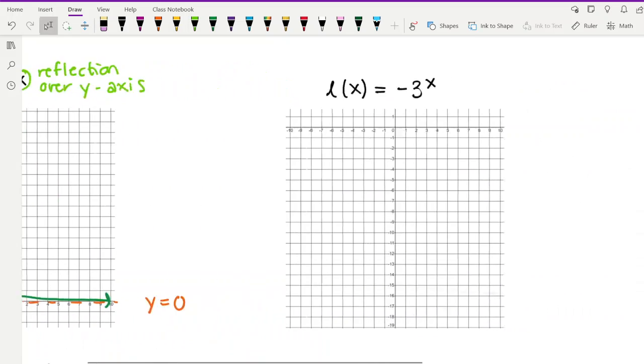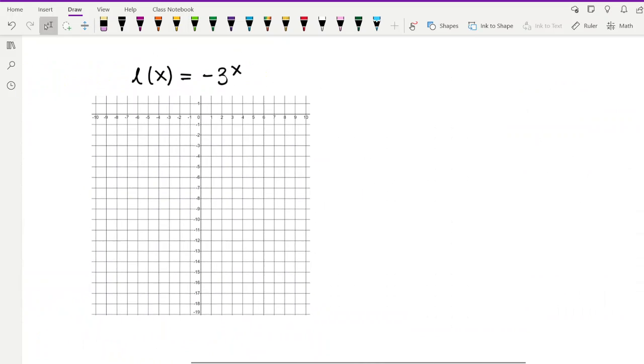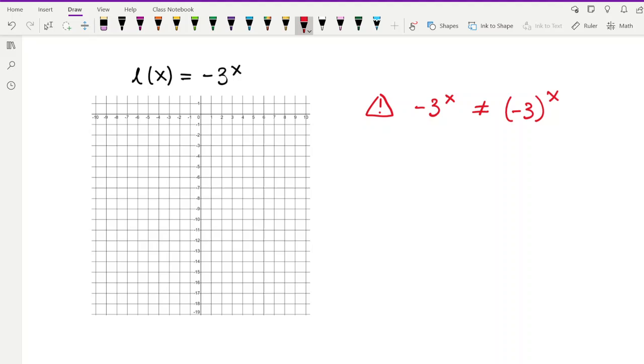Okay, so next up, the last one that we're doing with transformations of 3 to the x, we have negative 3 to the x. So you might be thinking, well, I thought we're not allowed to have a negative base, right? We talked about in the last video, you can't have an exponential function with a negative base. But that's actually not what's going on here. So negative 3 to the x does not mean the same thing as negative 3 to the x.